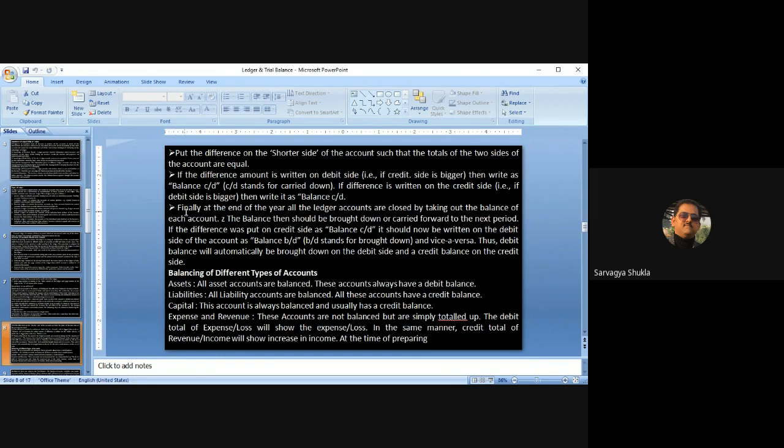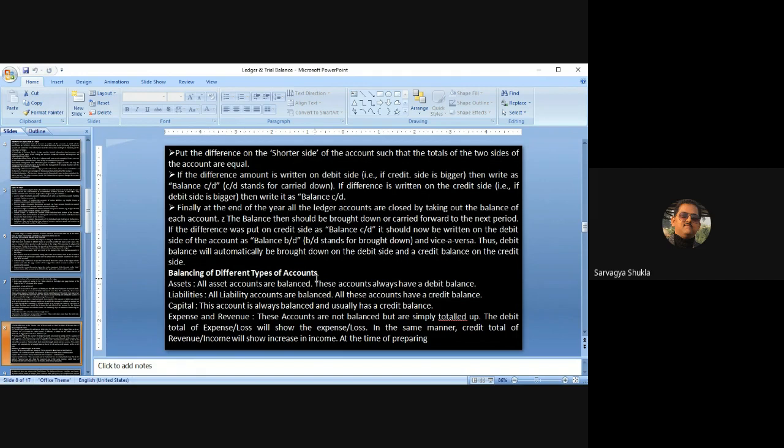Finally, at the end of the year, all the ledger accounts are closed by taking out the balance of each account. The balance then should be brought down or carried forward to the next period. If the difference was put on the credit side as balance c/d, then now we write it on the debit side of the account as balance b/d. b/d stands for brought down, and vice versa. Thus a debit balance will automatically be brought down on the debit side and a credit balance on the credit side. So this is the process by which we balance the account.